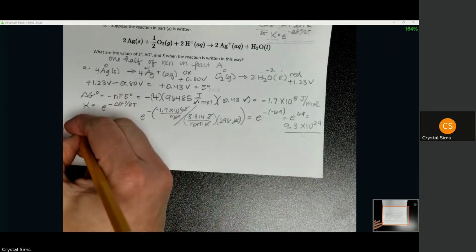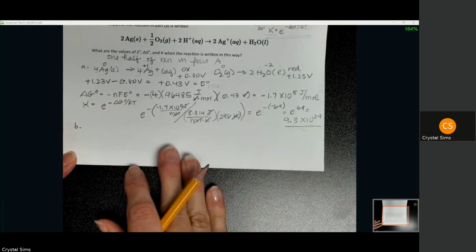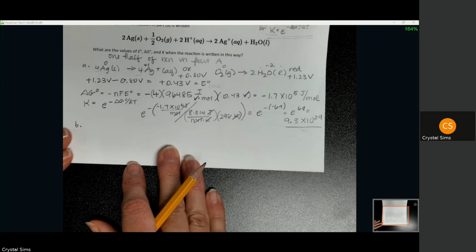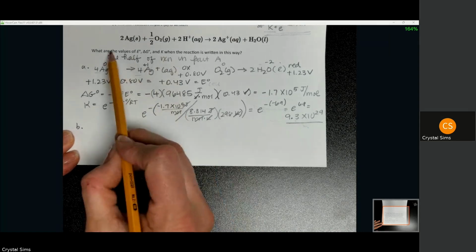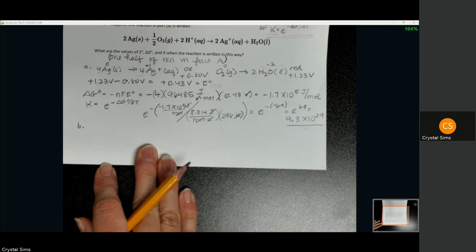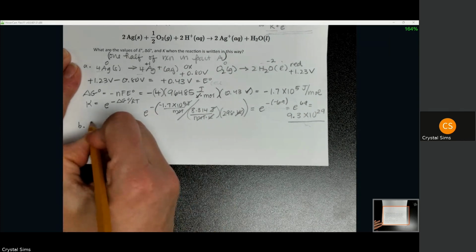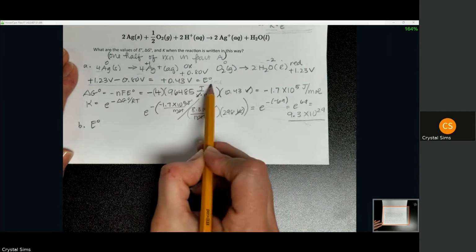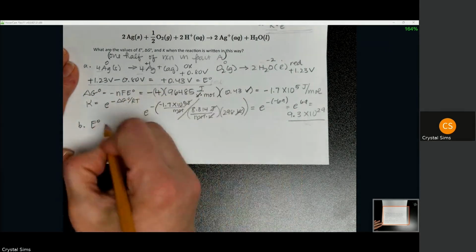Okay, so moving on to part B, they want to know our cell potential, change in free energy, and equilibrium constant when we write the reaction this way, which is, I put a little note here, 1/2 of what the reaction is in part A. So first things first, our cell potential doesn't change. Because remember, I told you that it does not depend on stoichiometry. We don't pay any attention to the coefficient. So the value that we calculated here is going to be the same. So it does not change.